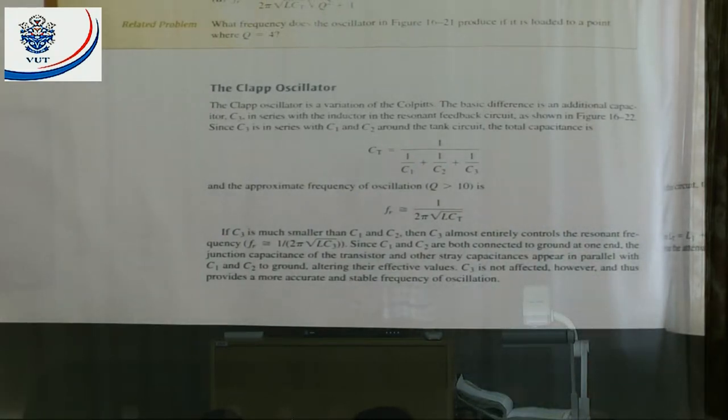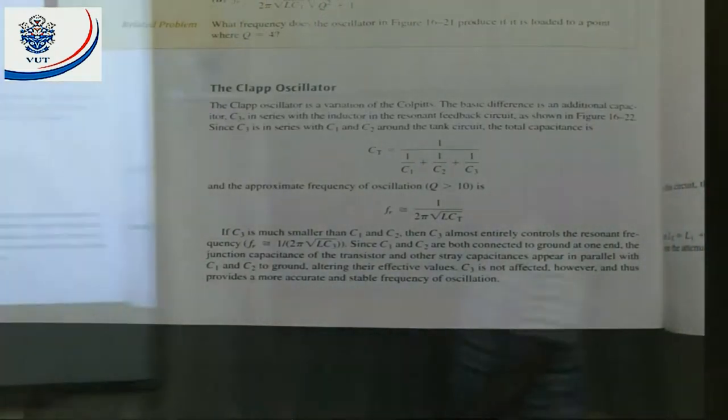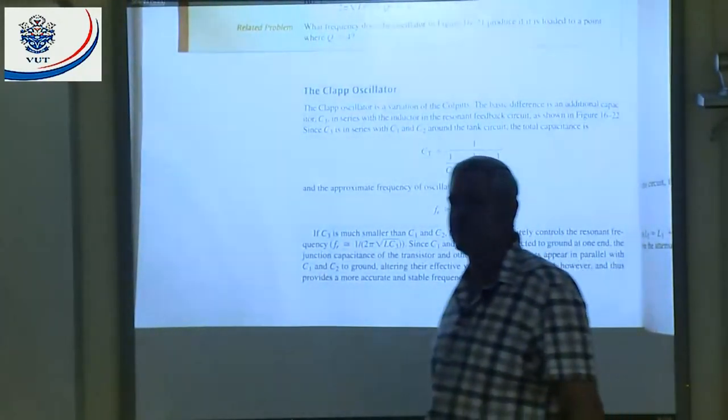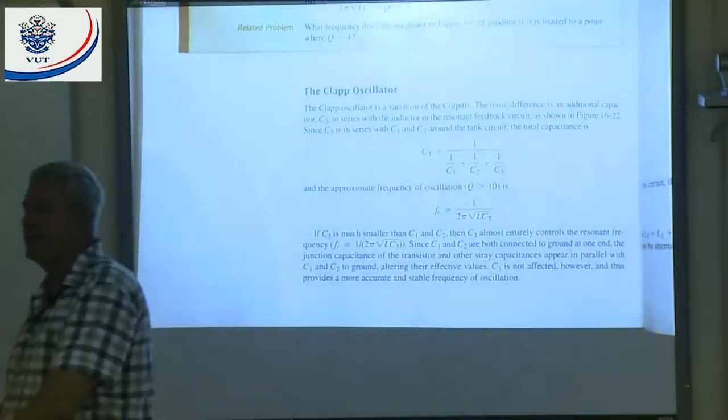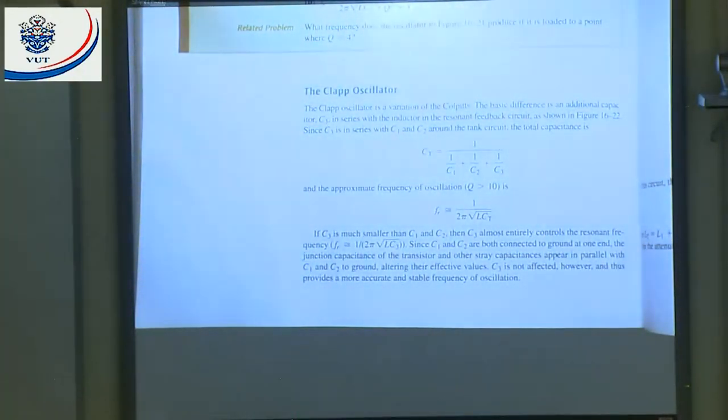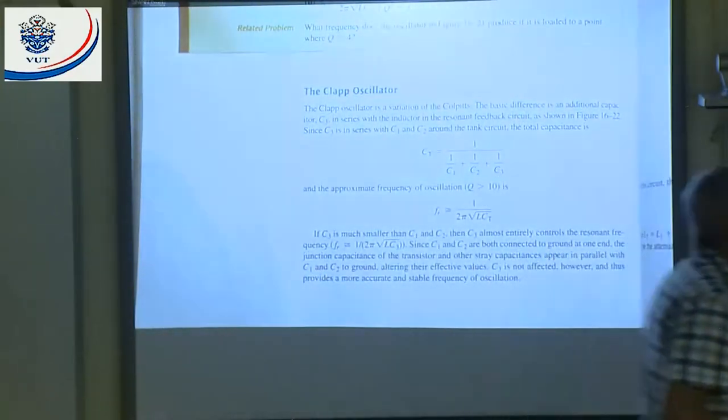Now we're going to look at the Clapp oscillator. The Clapp oscillator is basically a modification of the Colpitts. I just want to show you what we do when we look at the Clapp oscillator.